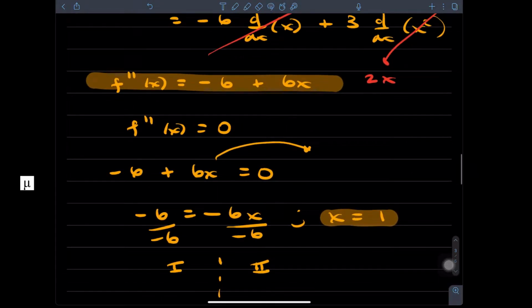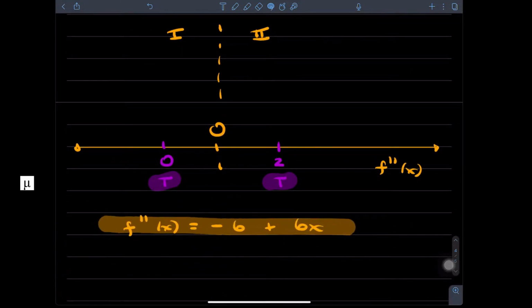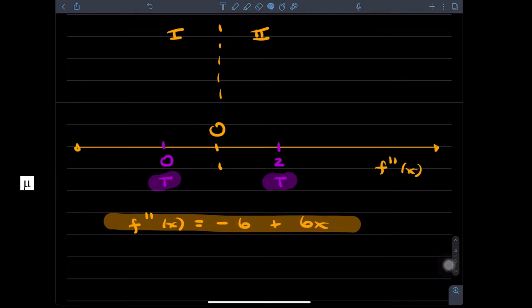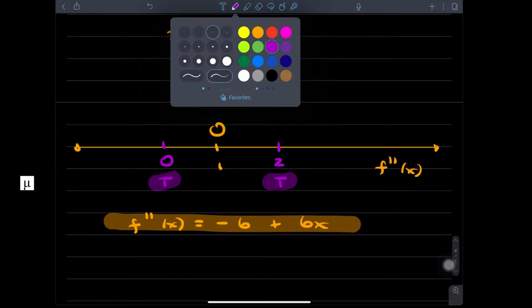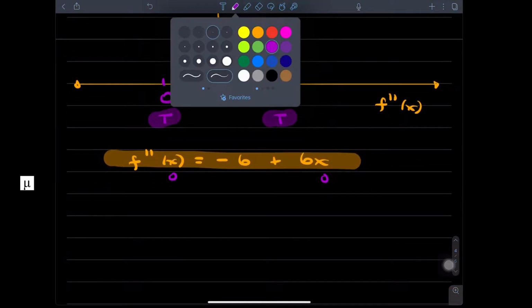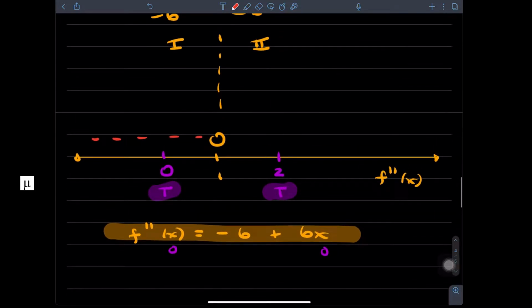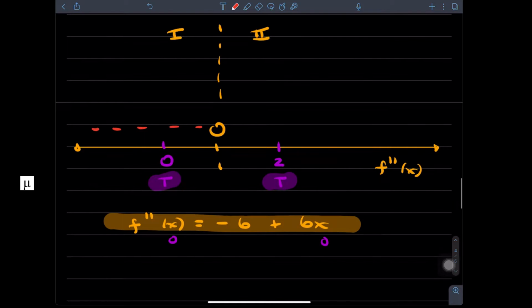What's that function here? Okay, so when I plug in, what number do I plug in? 0. Isn't that a great test point? What do you guys notice? Isn't it -6? Right? So what do we know? Region 1 is negative. Okay, you guys okay with that? What does that mean? Concave what? Down. Second derivative is negative.